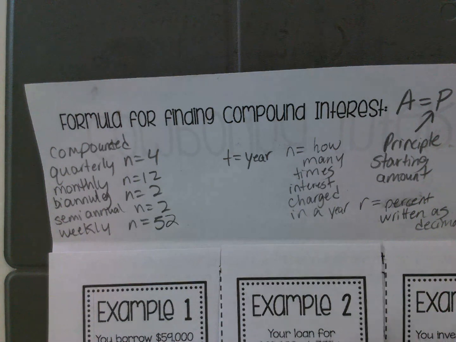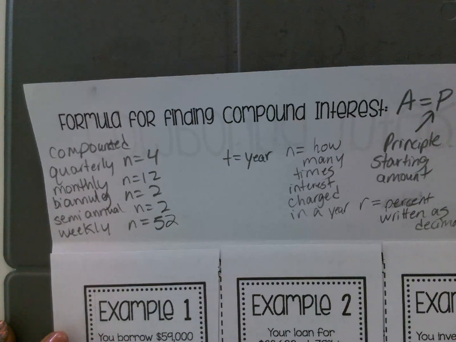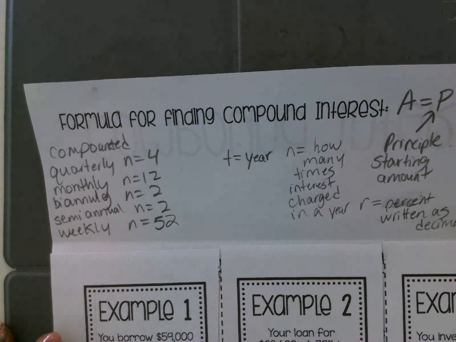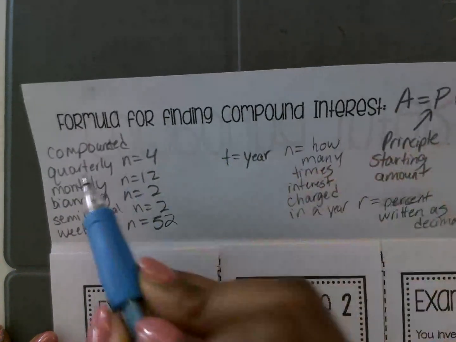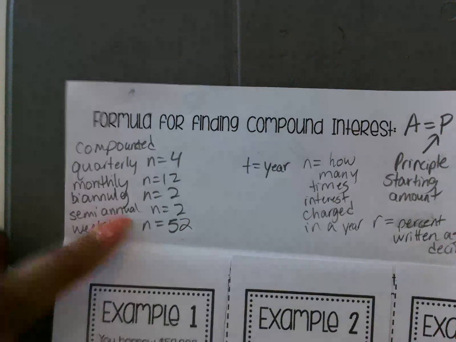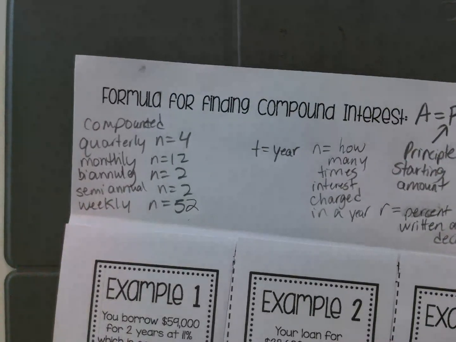On the test, will it tell us how many months are in a year, how many weeks are in a year? It will not tell you that part. So you have to know this. If it says quarterly, these are some examples down here of what they're going to say. That's why I'm writing them out here. This is how you know. These are the ones that they use.